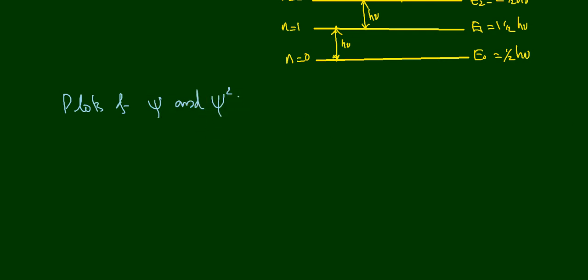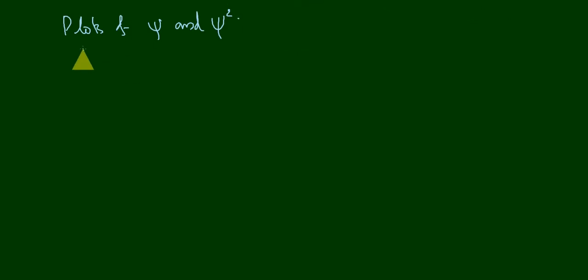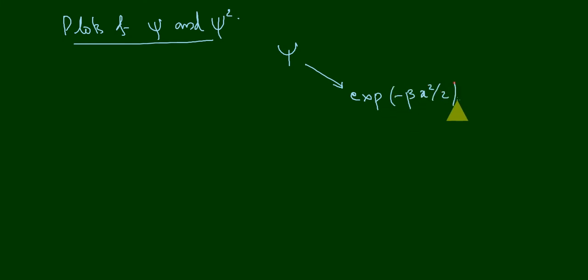Plots of psi and psi square. Okay, so we already have the expressions for psi, and we already know that psi has two parts. What are those two parts? The one part is exponential minus beta x square divided by 2. That is one part. And another part of psi is Hn(y), or we can write Hn(root beta x). Instead of y, we can write root beta x.